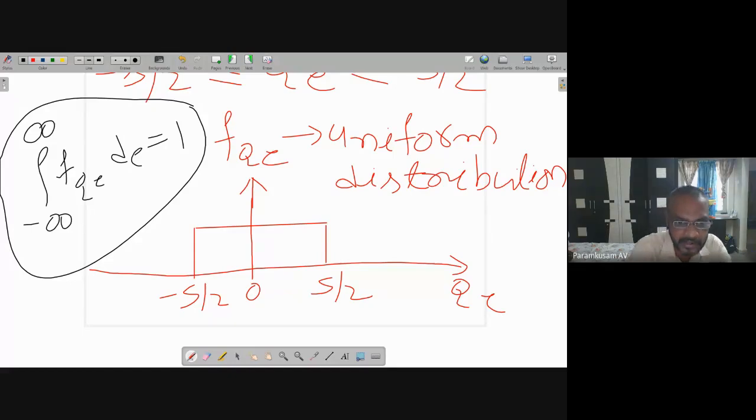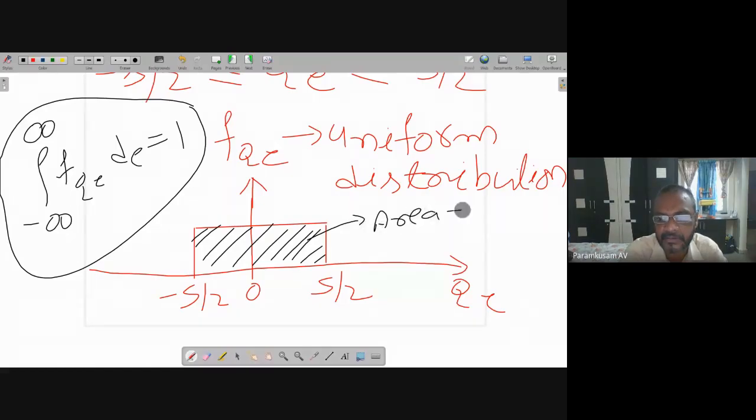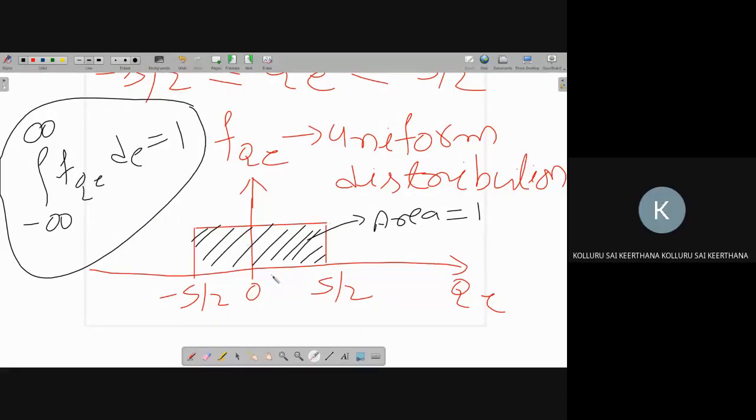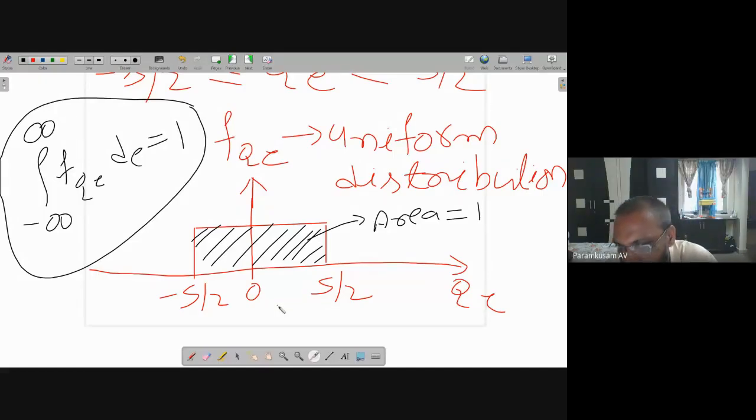అంటే ఇక్కడ ఏరియా అంటే this is the area, ఇదంతా ఏరియా. What is the area of this rectangle? ఏరియా ఆఫ్ ది రెక్టాంగిల్ ఎంత ఉండాలి? Area should be equal to 1. ఏరియా 1 ఉండాలంటే దీని యాంప్లిట్యూడ్ ఎంత ఉండాలి? What should be the amplitude of this one? What is the amplitude of this line, this rectangle? కరెక్ట్ చెప్పు. 1 సార్. 1 అనుకో అమ్మా.